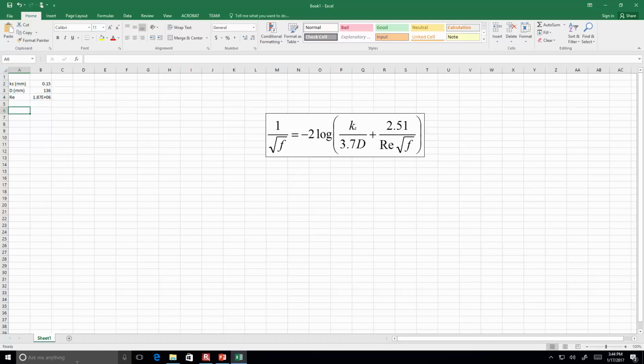All right. Now, I'm going to have a guess value of f, and then I'm going to have it calculate the left-hand side of this equation based on that guessed f, the right-hand side, and then I'm going to actually calculate the difference just so that I can know when I've converged all the way.